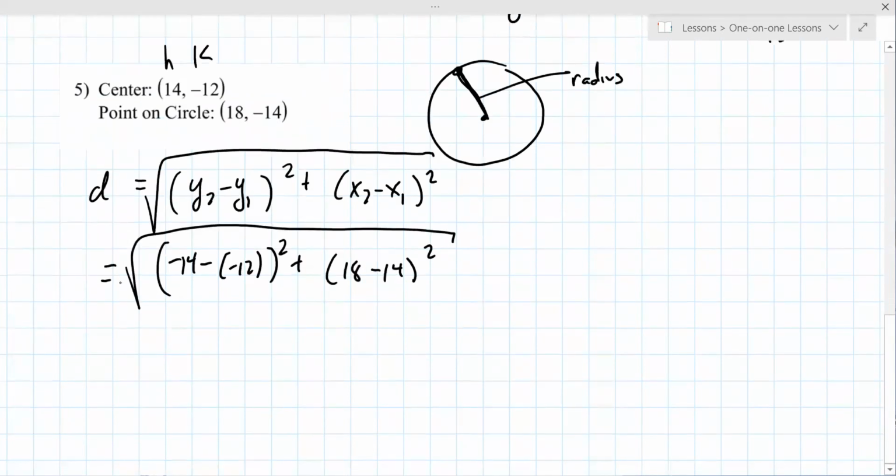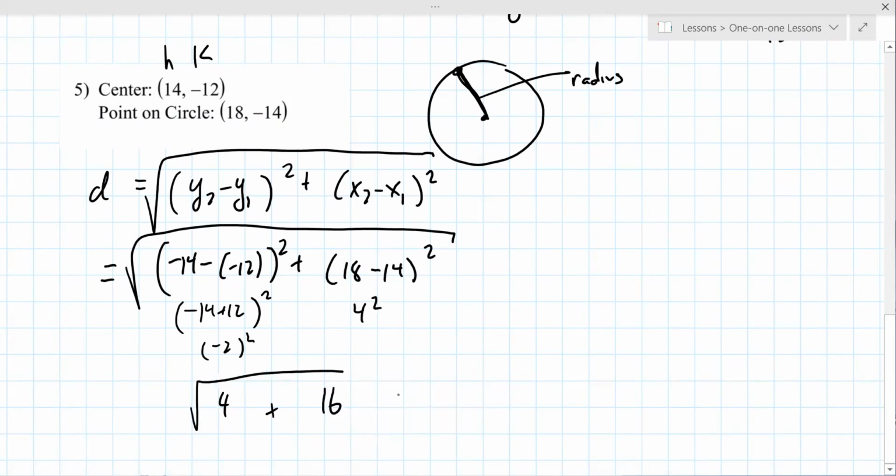Oh, I see. Okay, so this first one, it becomes plus 12. So sometimes you just write the simplification under here. So it ends up being minus 2 squared, which is 4, plus this is 4 squared, which is 16. So this becomes the square root of 20, and that's your radius. That's this right here. Your radius is the square root of 20.